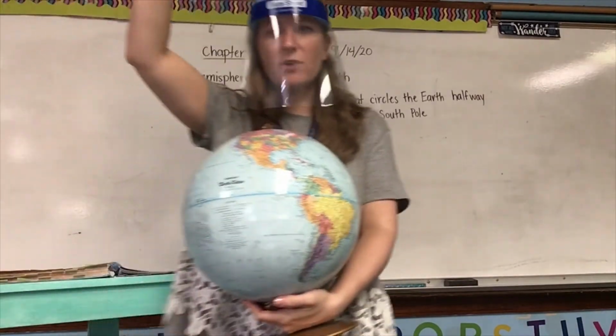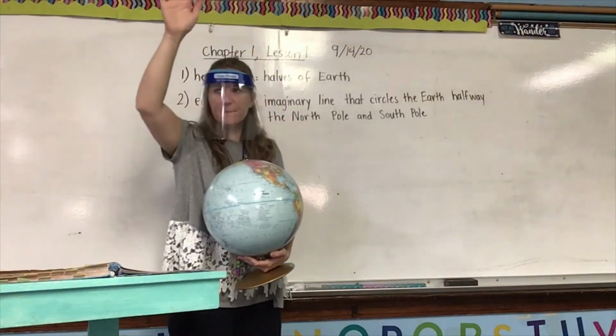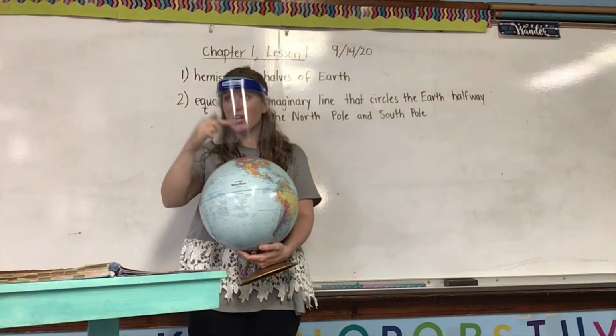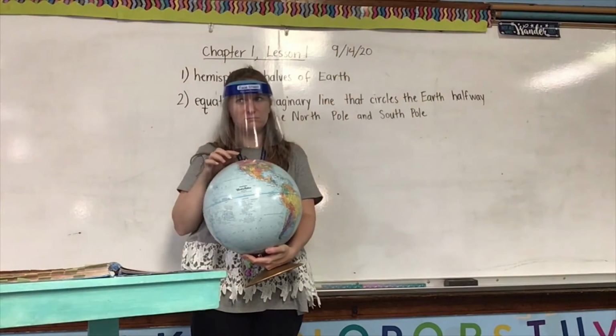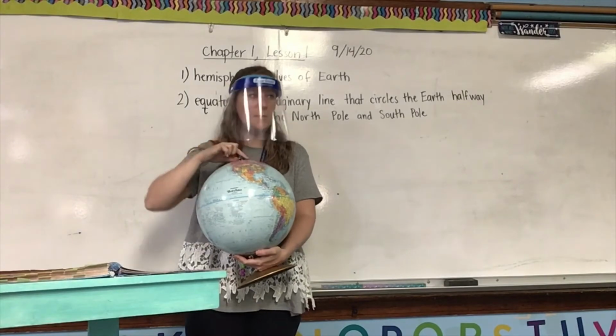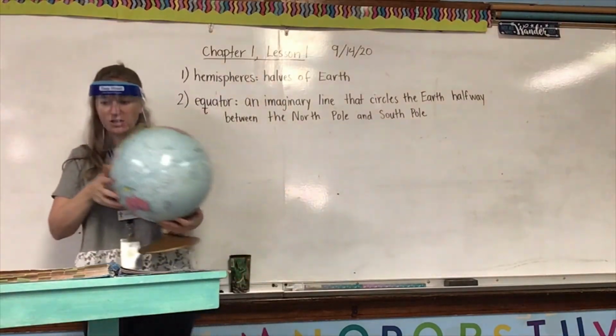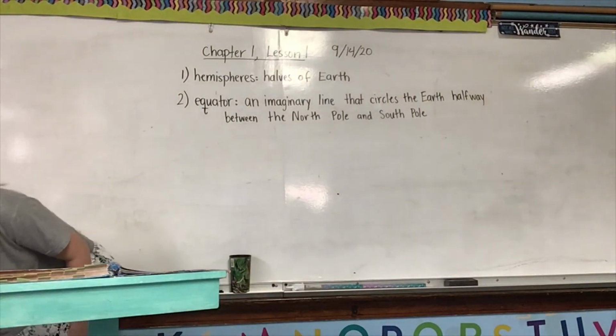So where is the United States? What hemisphere is the United States in? Victoria? North. The North Pole. The Northern Hemisphere. Good. The North Pole is the top of the Earth, but the Northern Hemisphere. Very good.